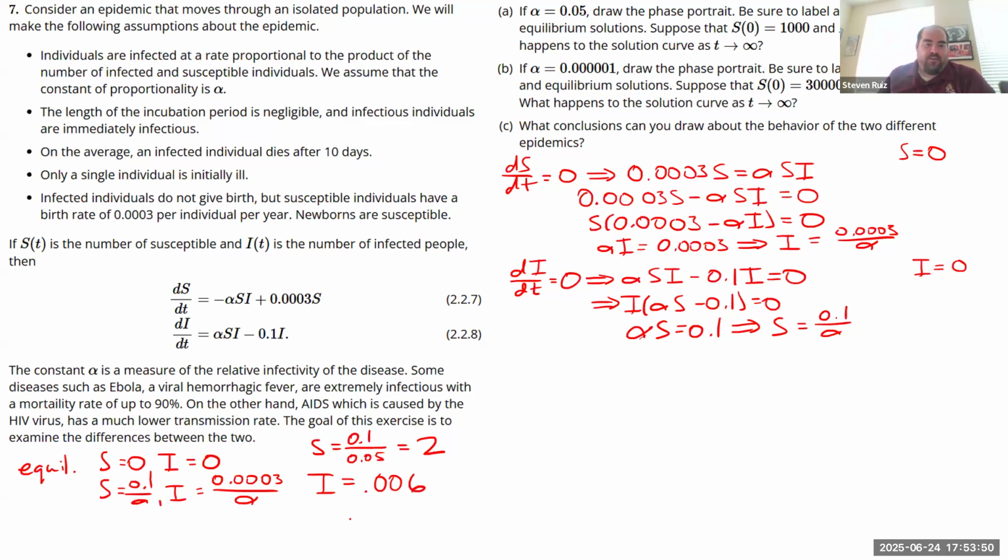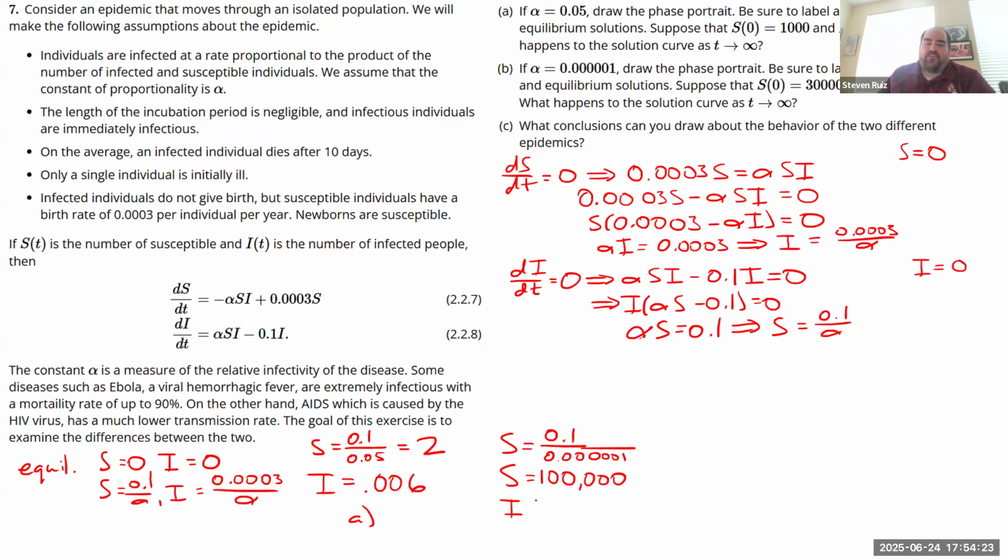So this is for part A. What about part B? S equals 0.1 over 0.00... how many zeros? So 0.1 divided by 0.00001. S equals 100,000.